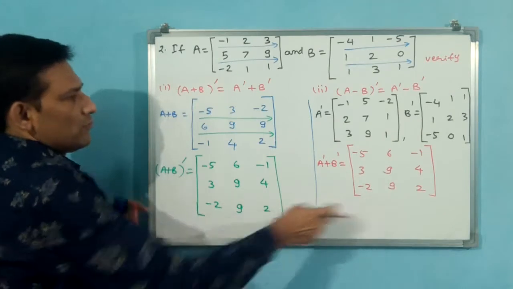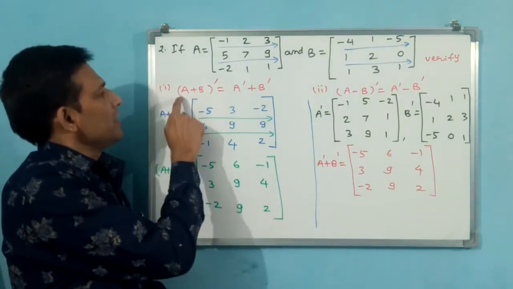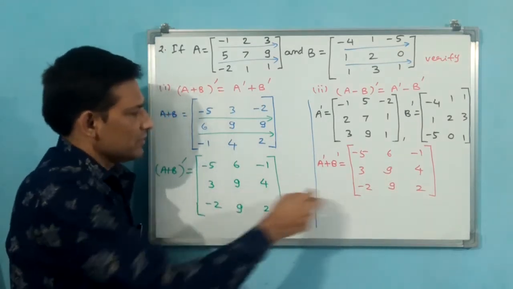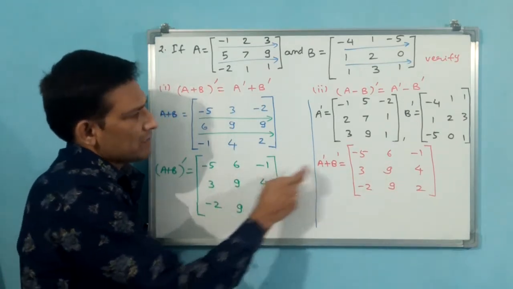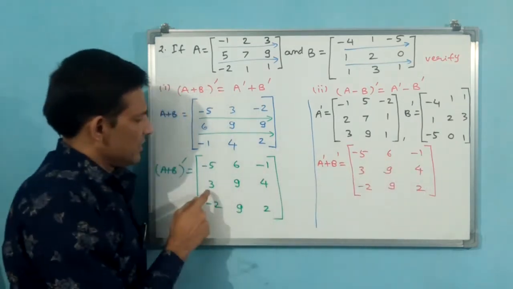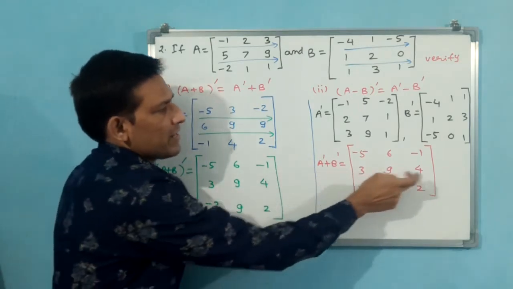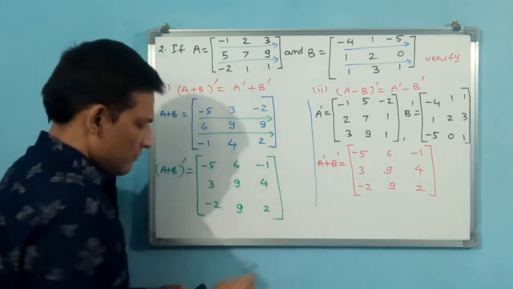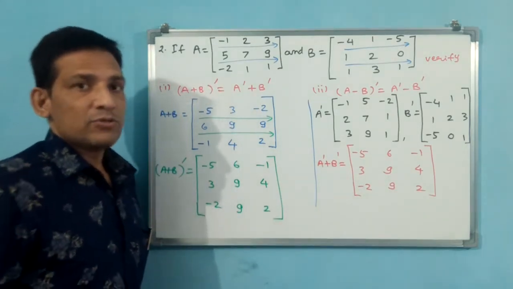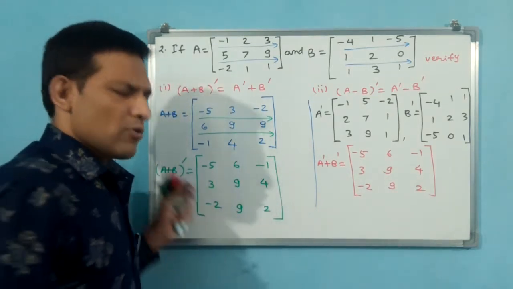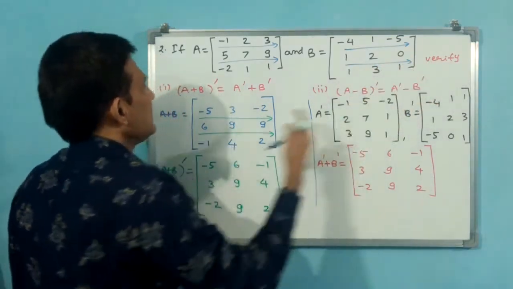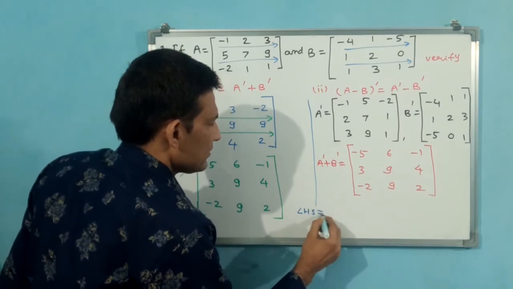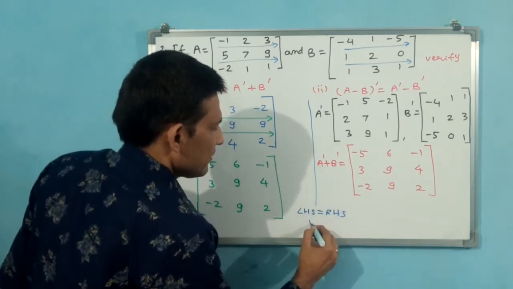Now you compare these two. A plus B whole transpose is this one. A transpose plus B transpose is this one. You compare these two. -5, 6, -1. 3, 9, 4. -2, 9, 2. What you have to do finally? LHS is equal to RHS verified. You have to write verified. Why? Because he asked verified. Verify, then you said verified. LHS is equal to RHS verified.